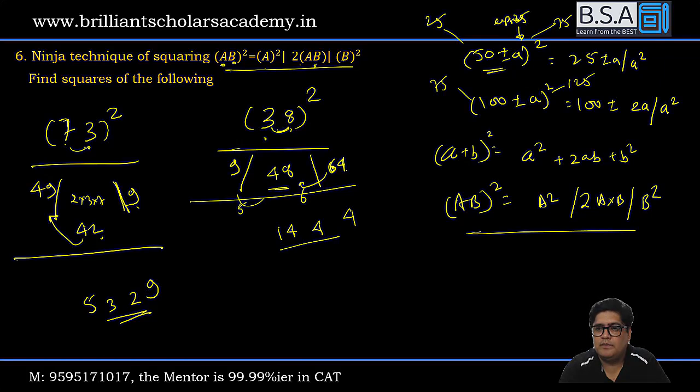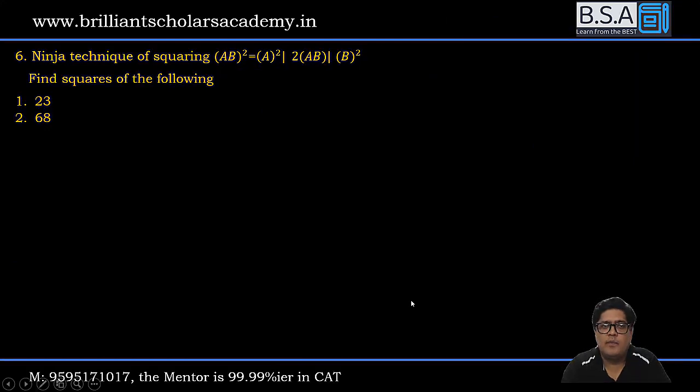Good. Chalo. Complete these. Take 2 steps. Complete these. 23 square, 68 square. Go on, quick. 23 square you all know. 529. Don't even waste time. 529. 23 square. 68 square.